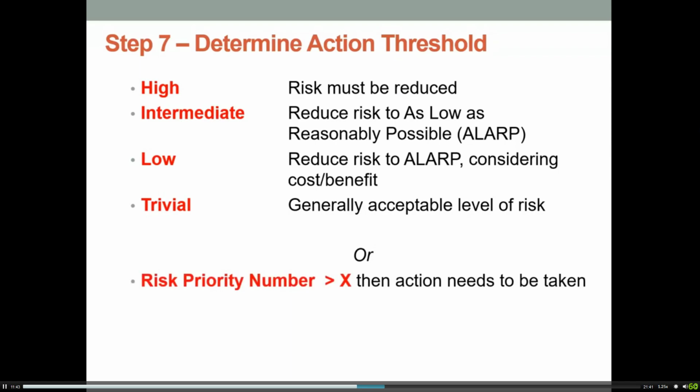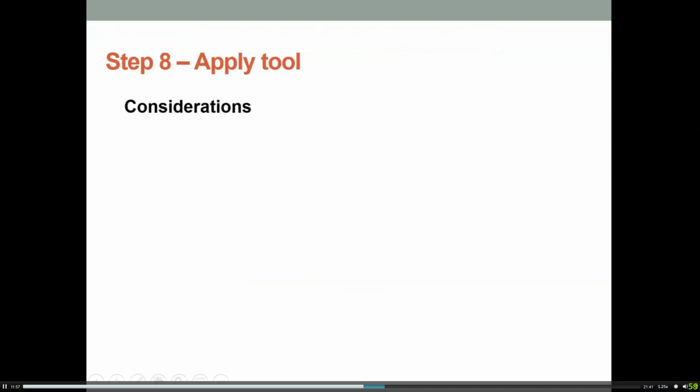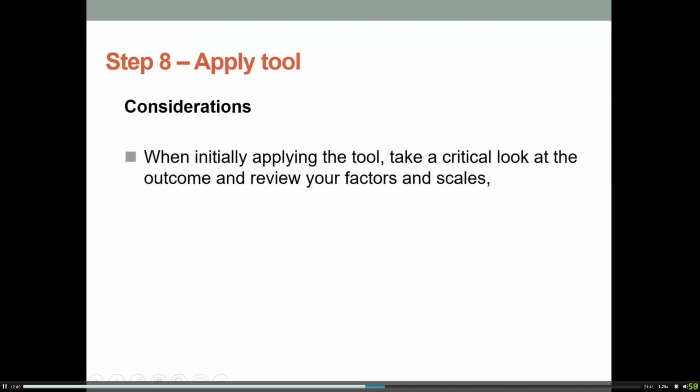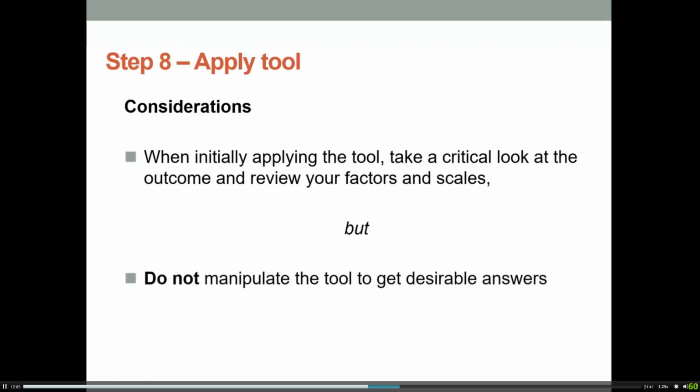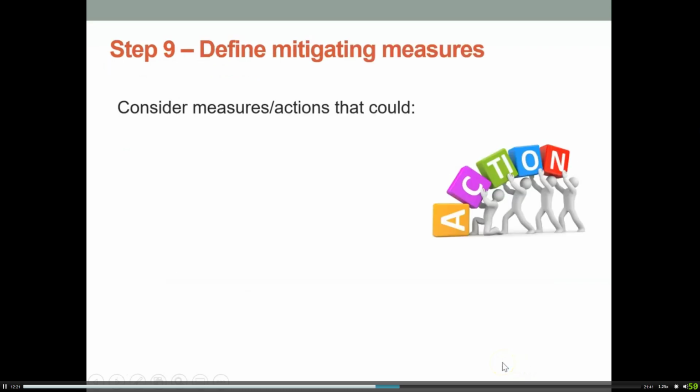So you might define up front, well, if our risk priority number or RPN is greater than X number, so 10, 20, whatever the number you decide, then we need to take action. That's another way you can do it. Once you have done that, you apply your tool. When you initially apply your tool, you take a critical look at your outcome and you review your factors and scales. It is very tempting and it would be easy to manipulate your tool to get the desirable answers that you want, but don't do that because it undermines the whole basis of this being a logical, scientific analysis of your risk.